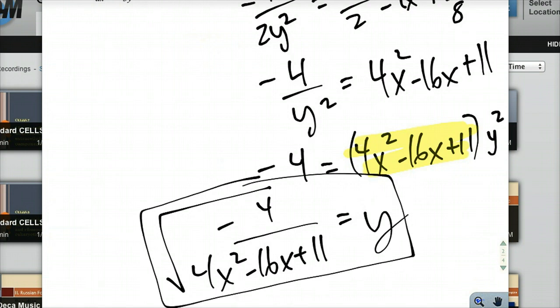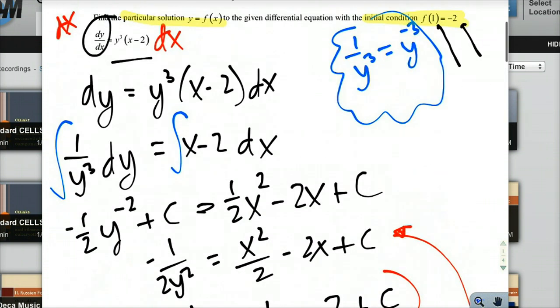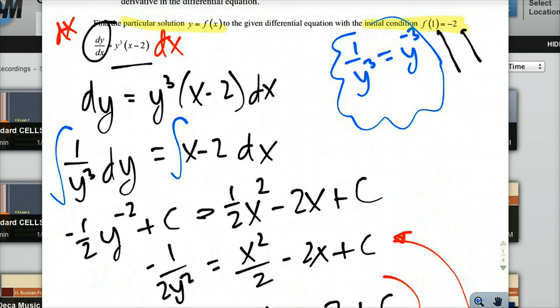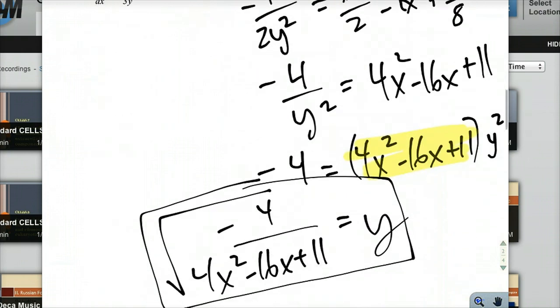So how about this? I'll just do one problem with you guys today. We'll do more practice in class, but hopefully you guys understand the process. What I did was, going back to the problem, I separated the variables, I integrated both sides, I solved for c, and then I plugged it back into the original formula to get y by itself. So hope you understand it, and then we'll go over more of this in class.